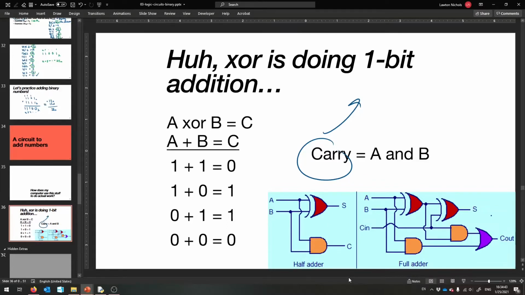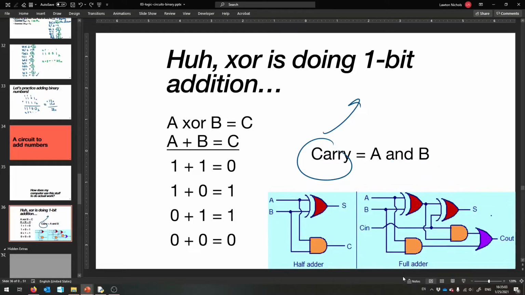And so yeah, it's just a bunch of ANDs and exclusive ORs, and you'll have to consider the carry for every other digit. Okay, so you can chain a bunch of these adders together, and you can make a circuit that adds any size number you want. You just have to add enough of them.